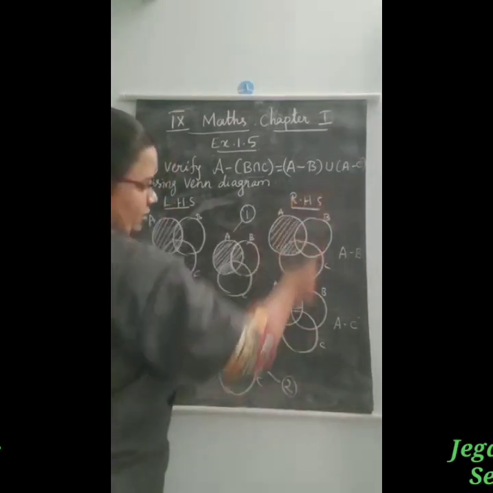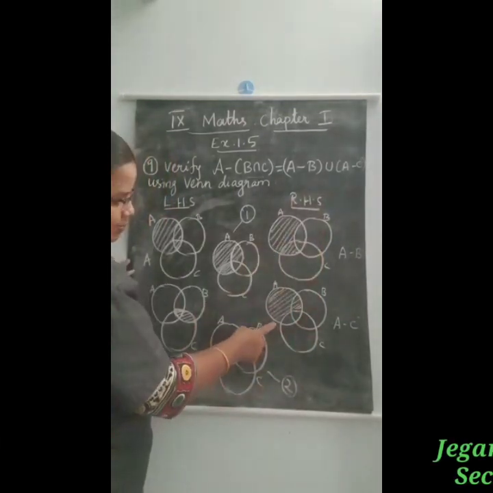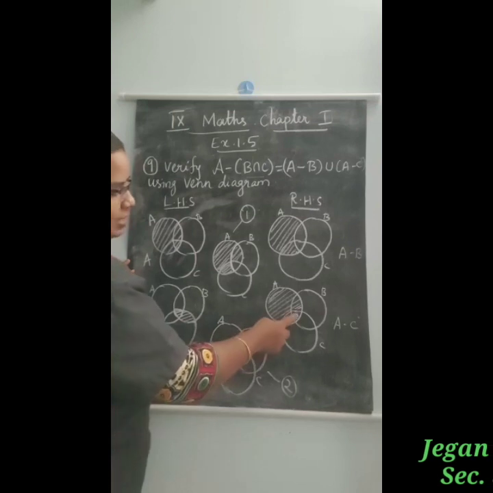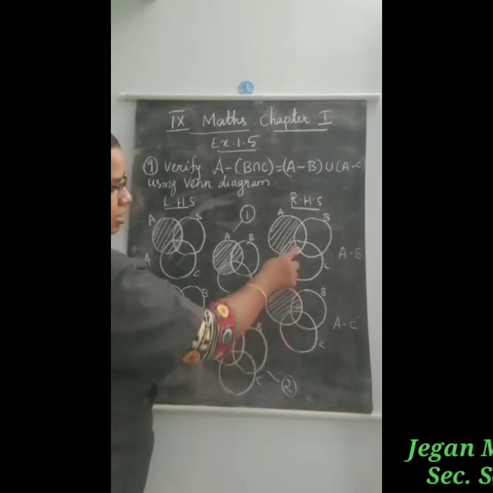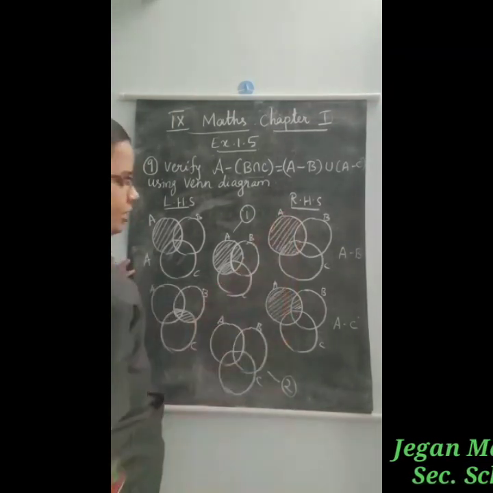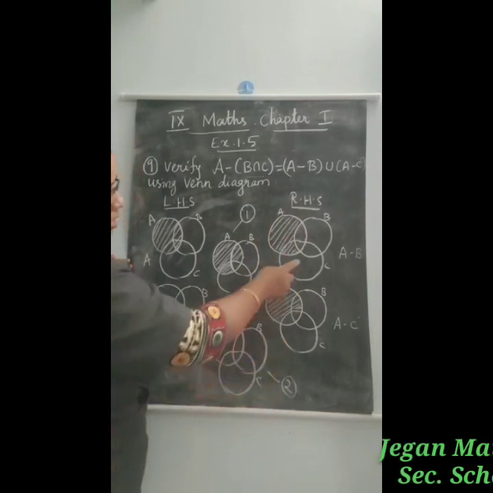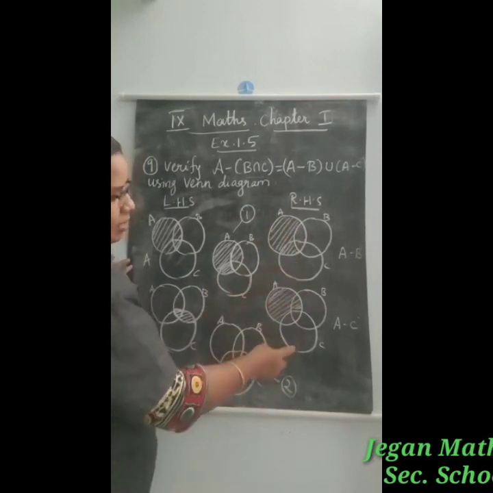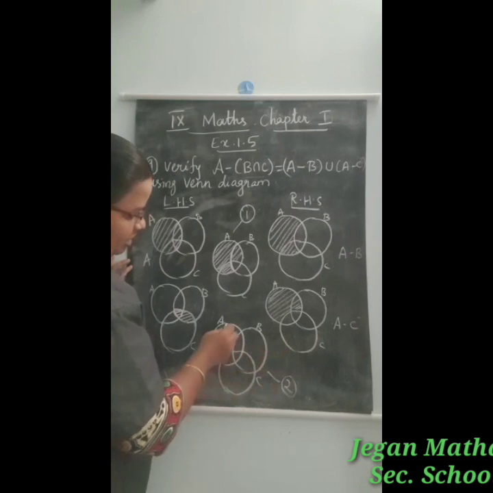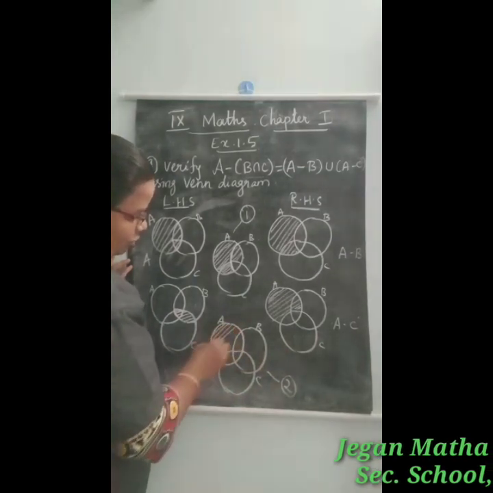And union. This part and this part you have to take. So, except this only, not here, and this portion is also not here. So, you have to take this A difference B union A difference C. So, you have to shade this portion.